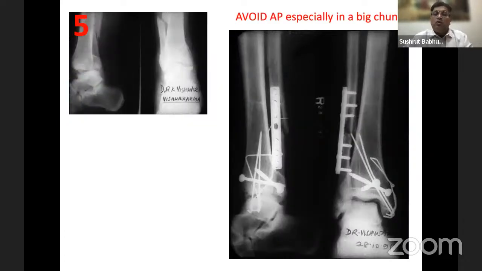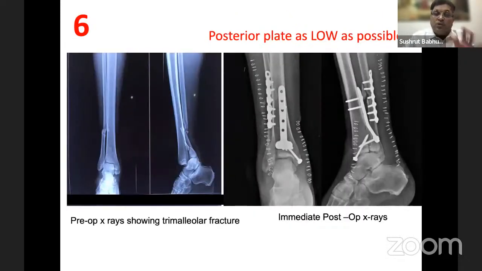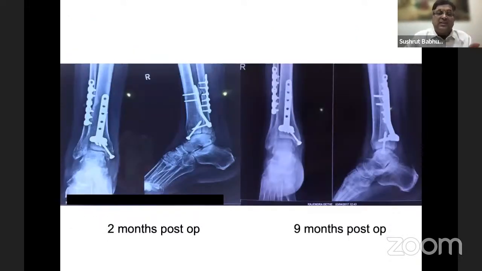So what you want to do is internally fix this, and prefer a posterior-anterior screw rather than an anteroposterior screw, because you don't want to have a Birbal ki khichdi kind of situation. Go where the gold is. So posterior-anterior screw is the preferred fixation today. The posterior plate has to be as low as possible. Posterior fixation, even of the tiniest fragment, needs to be fixed as is here.